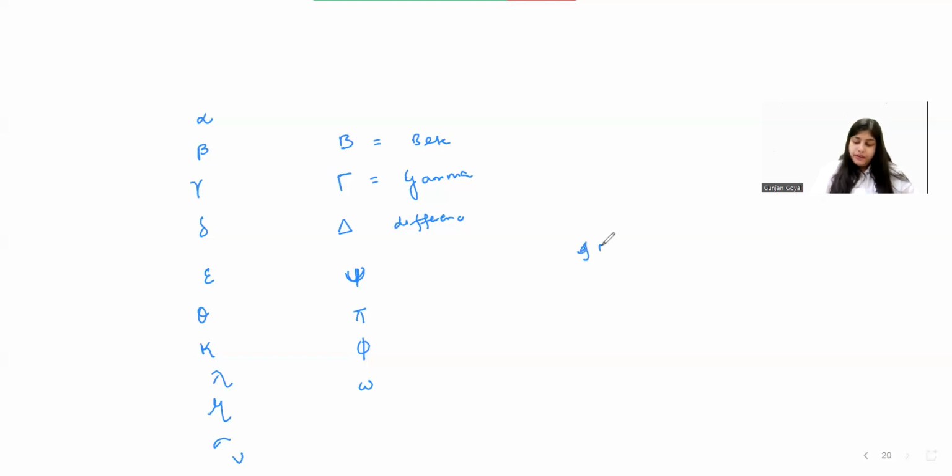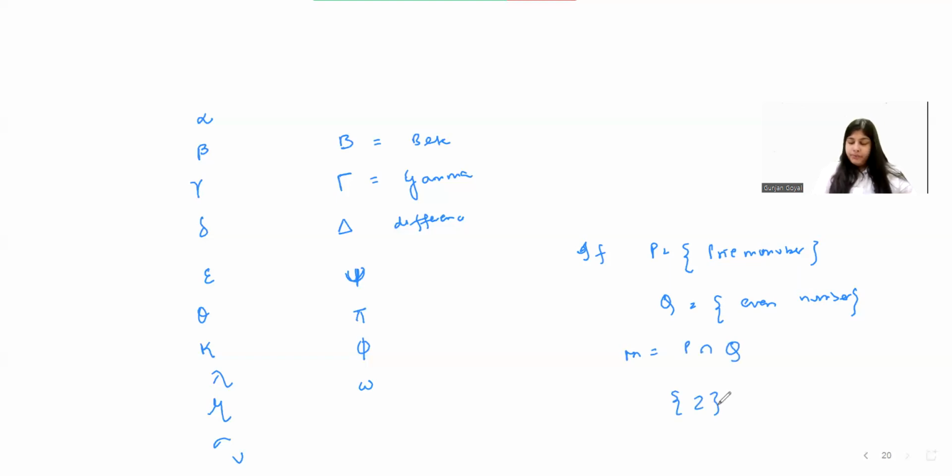Okay, let's do an example. If P is a set of prime numbers and Q is a set of even numbers, what will P intersection Q be? Exactly. It will only be the set containing 2. Very good. So you all can understand what I mean by this.